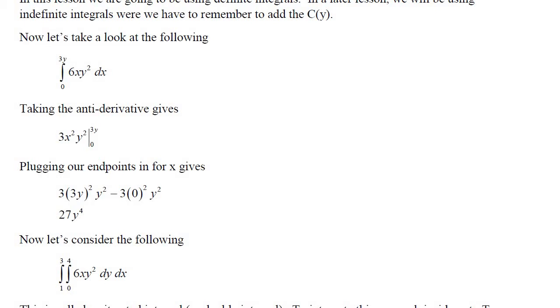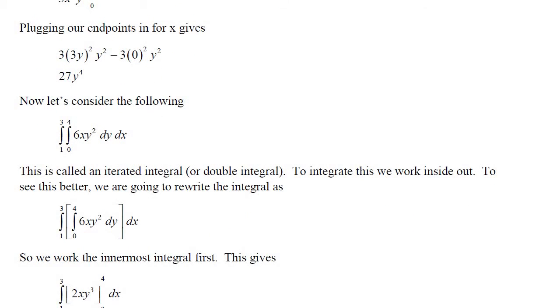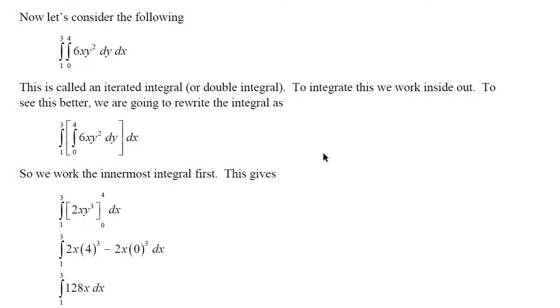Now let's consider the following. This is a double integral, sometimes called an iterated integral. What we have here is we want to do the integral from 1 to 3, the integral from 0 to 4 of 6xy squared dy dx. The way these iterated integrals work, the way these double integrals work, is we're going to do the inside part first and then the outside.